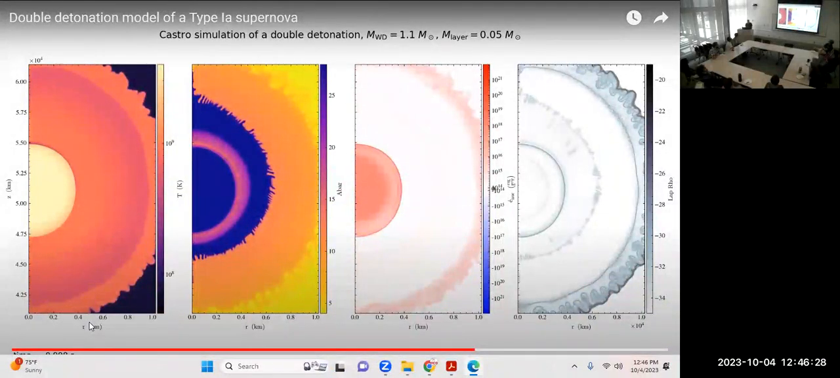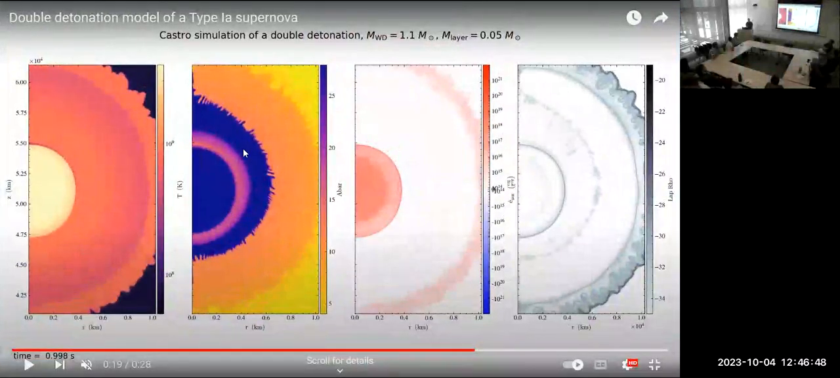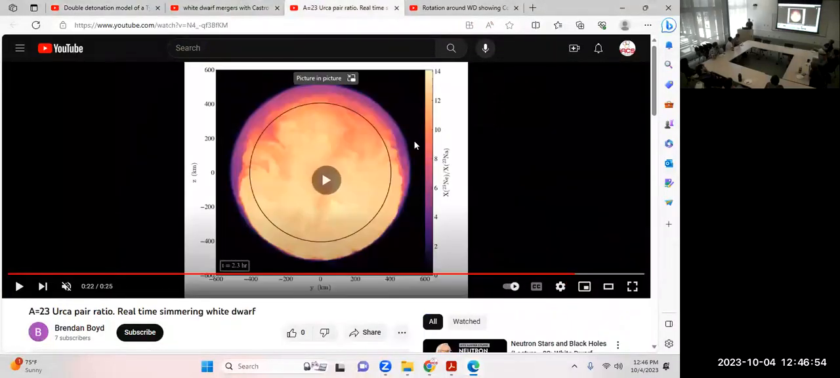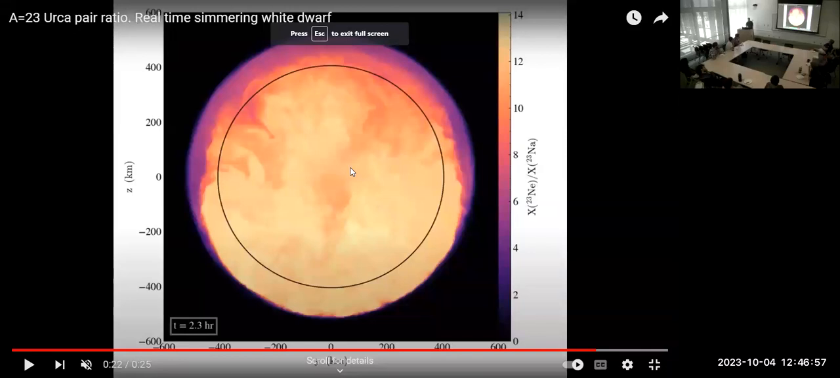I read the chat question: the visualization of the Ne/Na ratio flow looks really smooth. What's the resolution? The resolution is 2.5 kilometers, and the convection zone as a whole is around 400 kilometers.